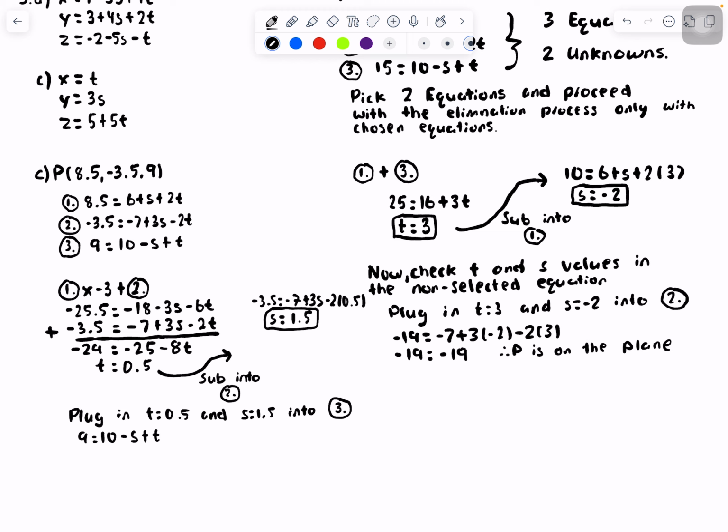So when I do that, I get 9 equals 10 minus s plus t. Sorry, gotta plug it in. Minus s 0.5 plus 0.5. So 9 equals 10 minus 1.5 plus 0.5. 9 equals 9. That's a mathematically true statement. So therefore P is on the plane.